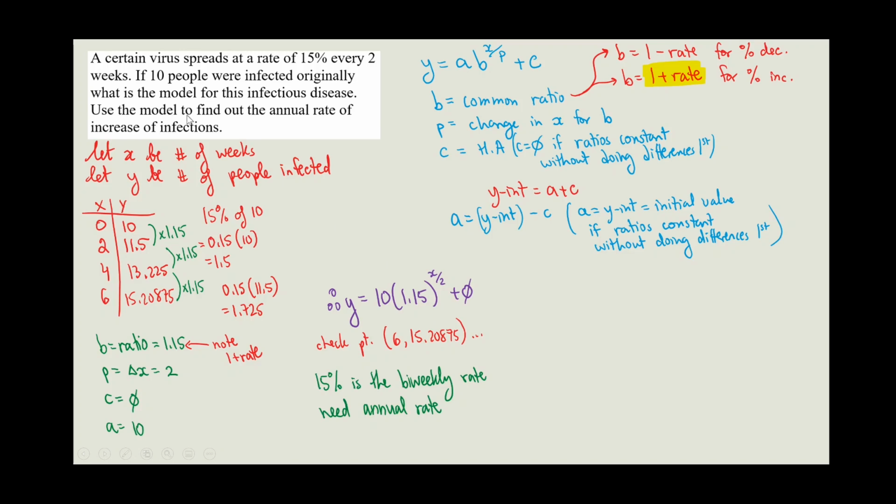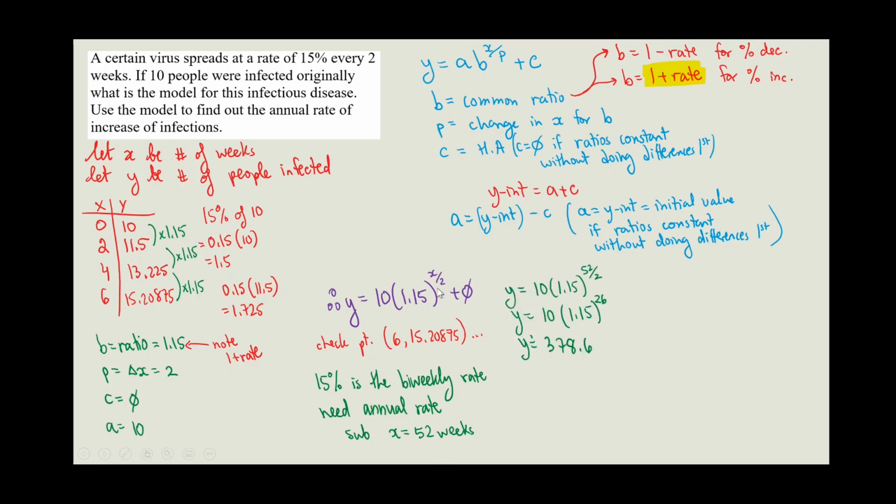And then our next part. We want to use the model to find out the annual rate of increase of infections. So the 15% is not the annual rate. It was the biweekly rate. Watch how it's written: a rate of 15% every 2 weeks. So this 15% is only for every 2 weeks. What we want to find is the annual rate. To do so, we're going to substitute what is 1 year worth in weeks. There's 52 weeks in a year.